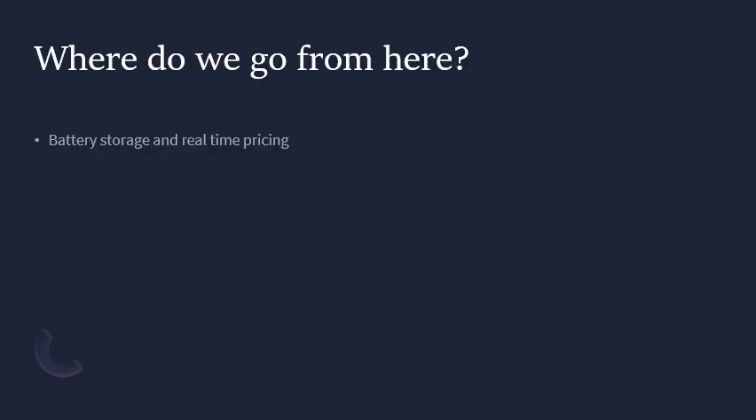So where do we go from here? How do we fix this problem? Well, one obvious solution is going to be battery storage. If we can store electricity, we don't have this ramp-up problem. We store electricity from solar when there's excess solar during the day, and we use it to cover that ramp-up period when the sun is going down.